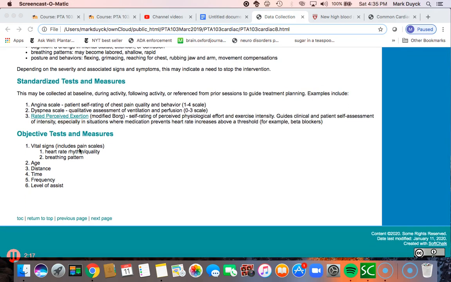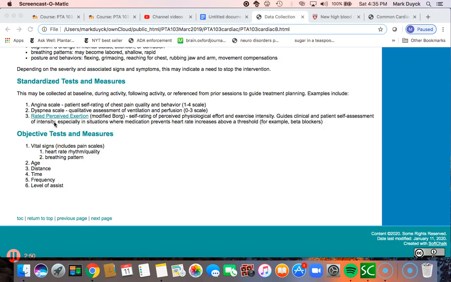The objective tests and measures, you know the basic vital signs from earlier in this term, but also the actual distance. How far is that person walking, for example? How long does it take that person to walk 10 feet, 15 feet, 50 feet, 100 feet? For some, it'll be timing them during 6 minutes. How many feet can they walk in 6 minutes?